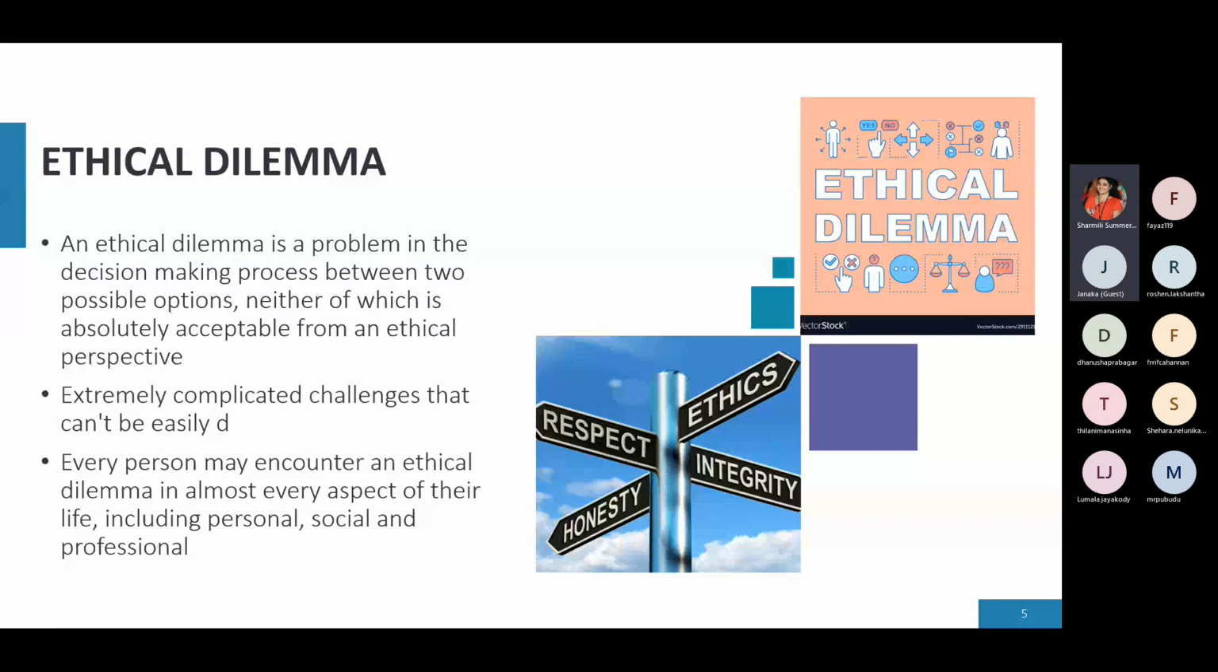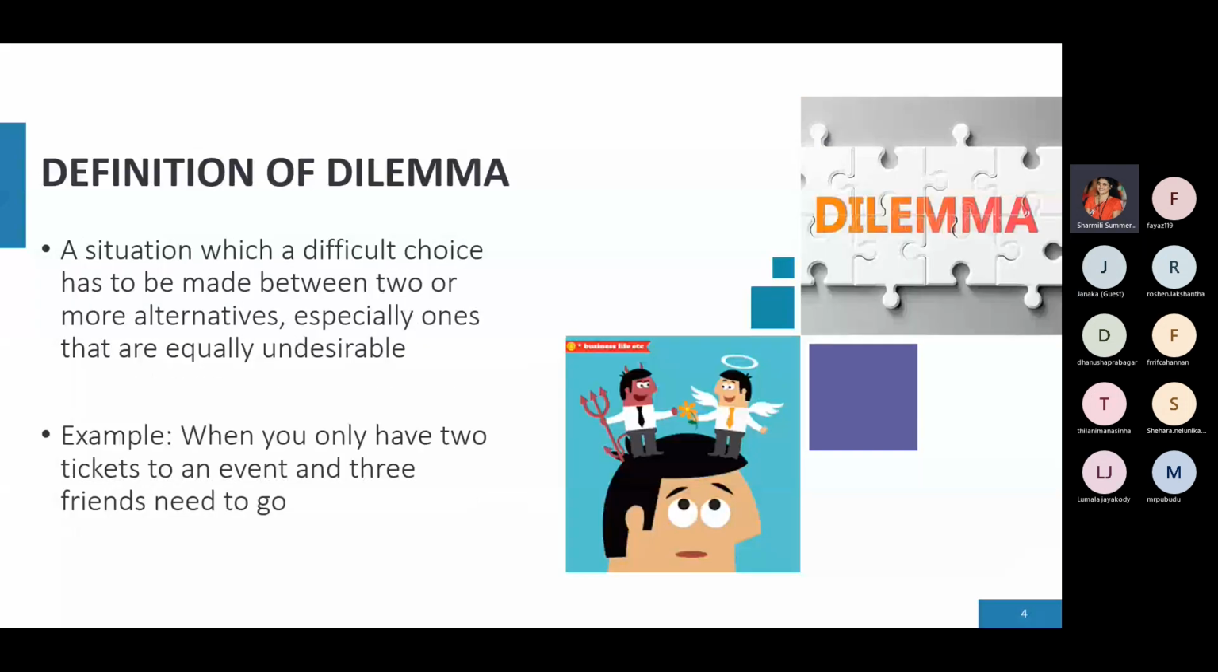Yes, please. Okay. So dilemma simply means you are going to take a decision. There is a problem, you are having one problem and you are having two solutions. A simple example, as I told you: you are having two best friends, and both of them are very close to you.